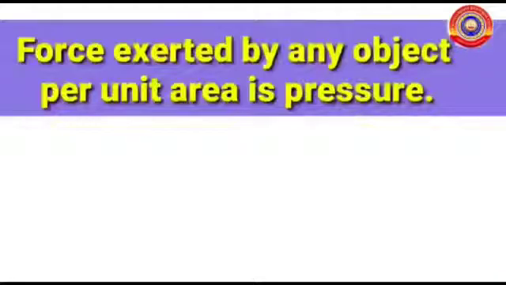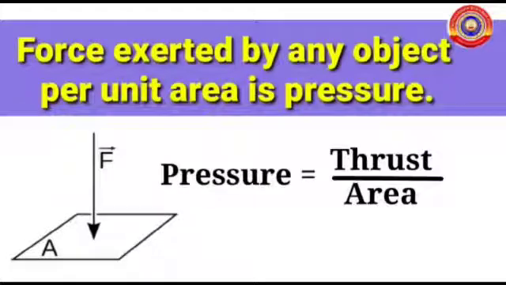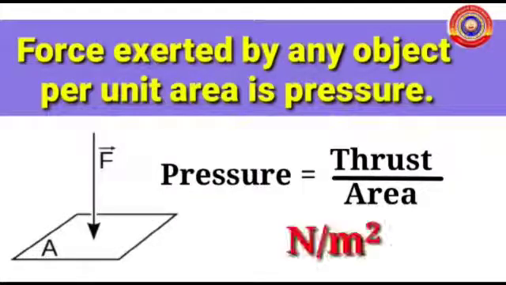And the force exerted by any object per unit area is pressure. That is, thrust per unit area is pressure. Pressure equals thrust divided by area. The unit of thrust is Newton and the unit of area is meter square. So the unit of pressure is Newton per meter square. It is a derived unit. Pascal is also used as a unit for pressure.